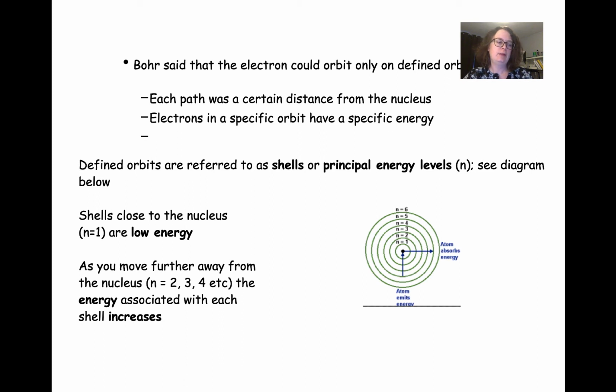So if we take a step back and think about the structure of an atom, Bohr said that the electron can only orbit in defined orbits, and each path is a certain distance from the nucleus, and each specific orbit has a specific energy. Shells that are close to the nucleus have low energy, and as we move further away from the nucleus, the shell's energy increases. And we label each of our shells with a principal quantum number, or n. They start from 1 in the middle and go out to 7.